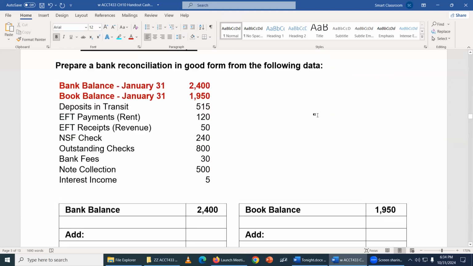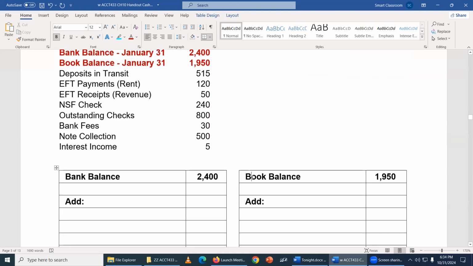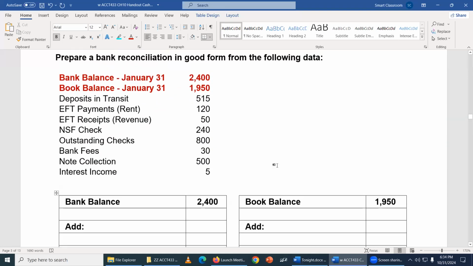Okay. So we've got our two balances, our book balance and our bank balance, and we're going to find out the correct balance of these two different groups, I should say. And for each side, we might add some things, we might subtract some things. And basically, what we're asking here is whose side is right?